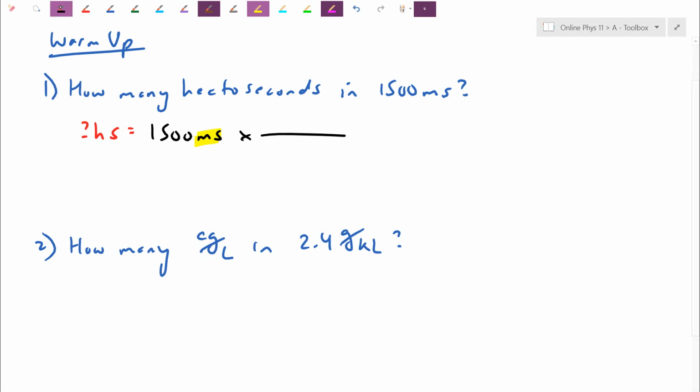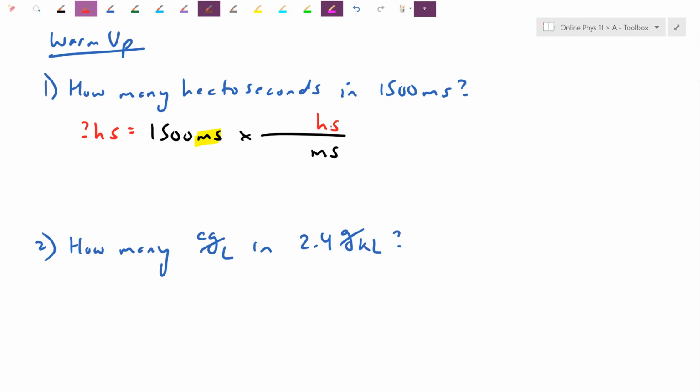And just like we saw yesterday, what I really want to say here is, well, milliseconds is on top. I want to put milliseconds on the bottom to cancel out. What I want is to go hectoseconds on top, but I may not know, without the chart in front of me, how many steps are between milli and hecto. You do need to memorize these prefixes here.